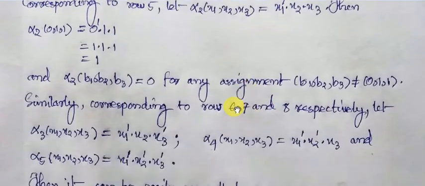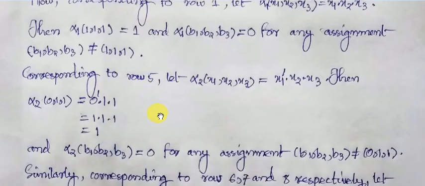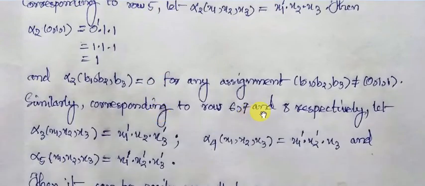For row 7, alpha 4 of x1, x2, x3 is equal to x1 complement into x2 complement into x3. And particularly for this assignment, the value of this alpha 4 is equal to 1 only when we consider the values of x1, x2 and x3 respectively 0, 0 and 1. Elsewhere the value of this alpha 4 Boolean expression is 0.